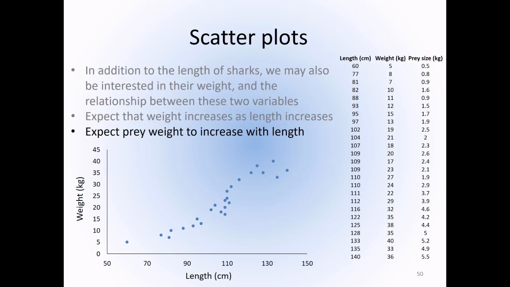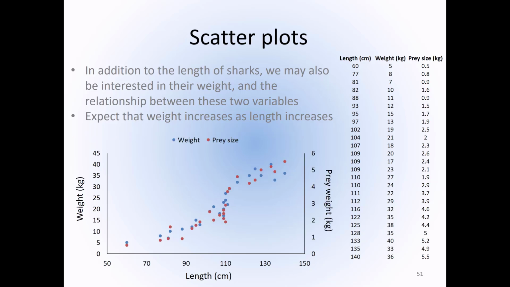Now let's make this a little bit more complex. Let's say that we're also interested in the size of the prey of these sharks. So as they get bigger, not only are they going to get heavier, but they're probably also going to eat things that are a bit larger. One, because the sharks are bigger, they can swim faster, they can eat bigger things, but two, also their energetic needs are probably going to be larger. So we can actually add an additional y-axis to this particular plot for prey weight. We can plot that data in red with the relationship between length and prey weight, and we can then make sure that we're labeling things appropriately with a legend to distinguish between the weight of the shark and the weight of the prey.